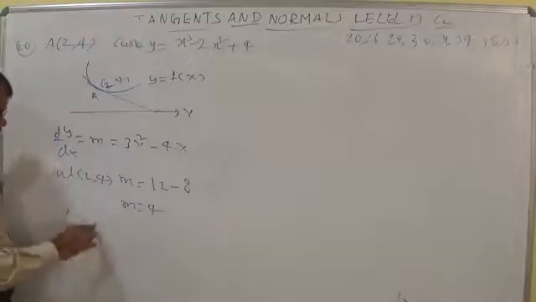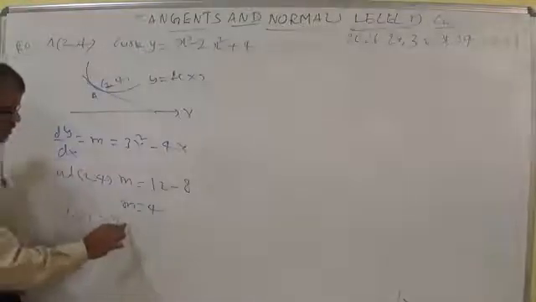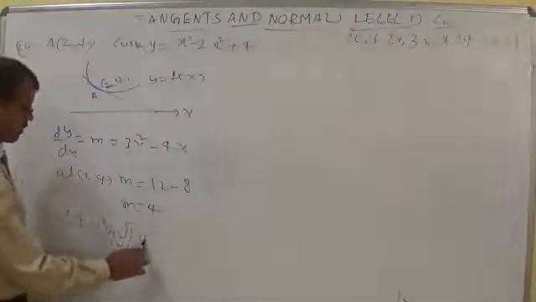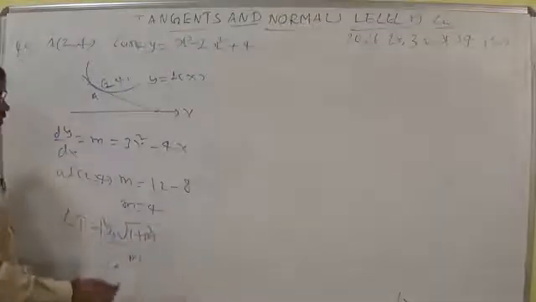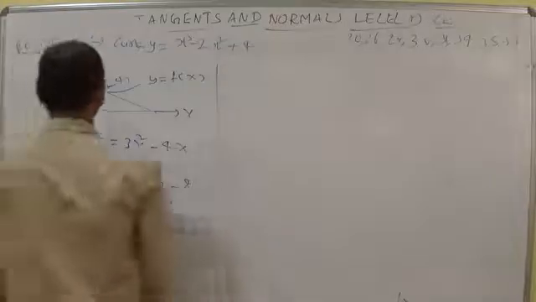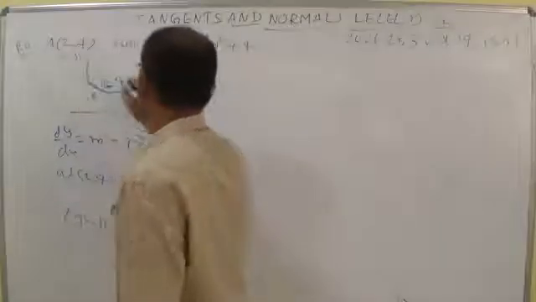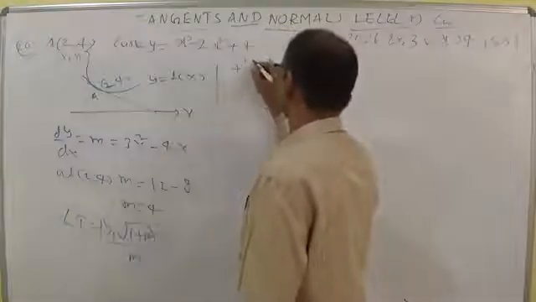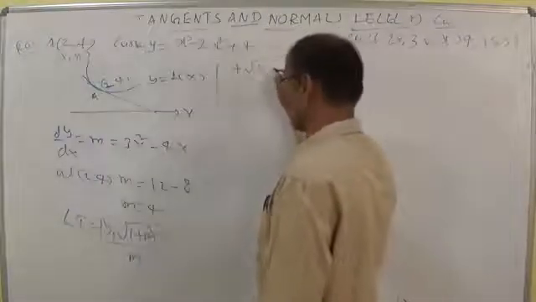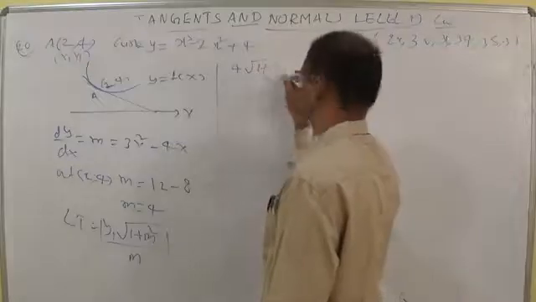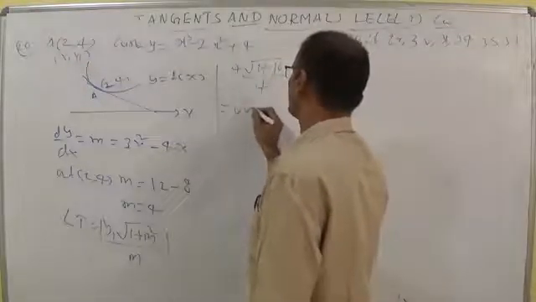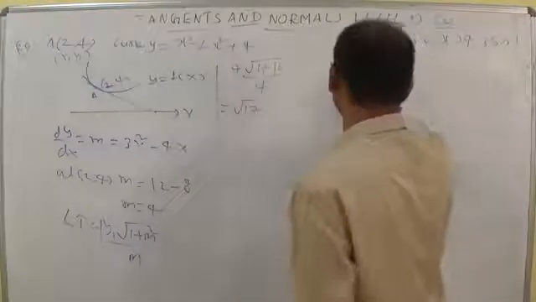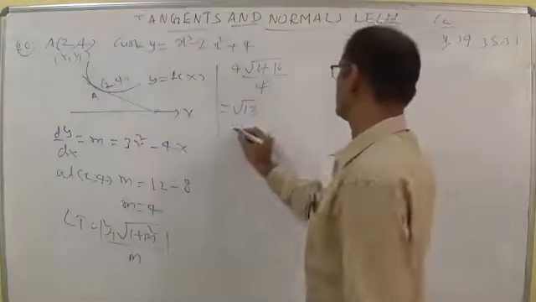Now you should find LT, length of tangent. Length of tangent formula is y1 into root of 1 plus m square by m, over modulus. What is the value of y1? x1 comma y1 is the point 2 comma 4. 4 into root of 1 plus m square means 16, by m means 4. 4 and 4 get cancelled and root 17 is the answer. Next, 26.